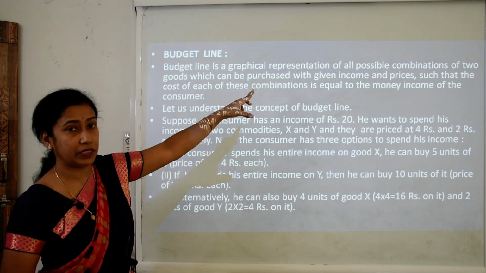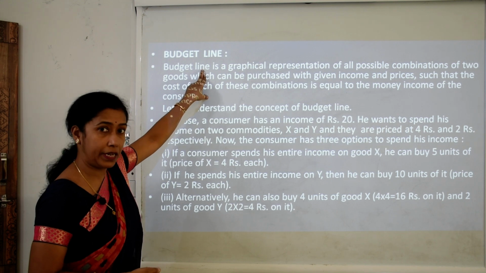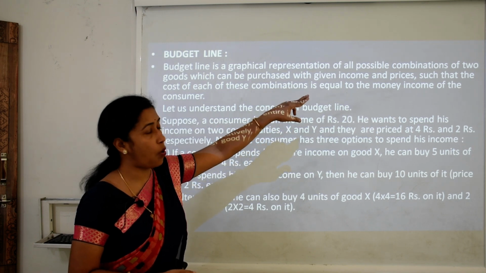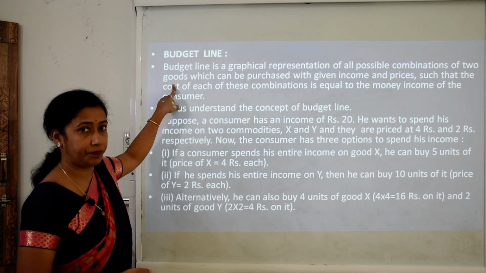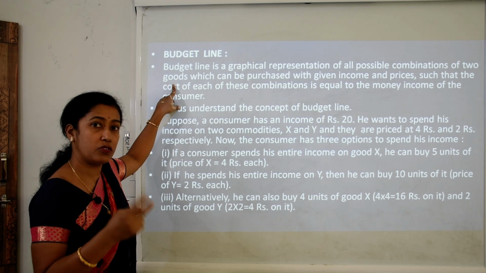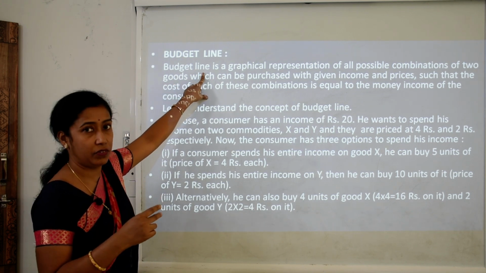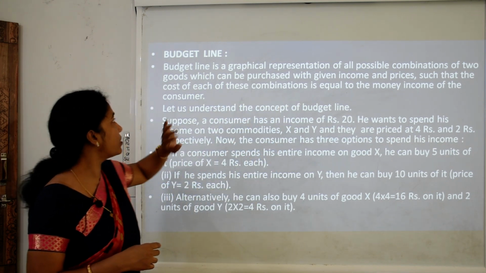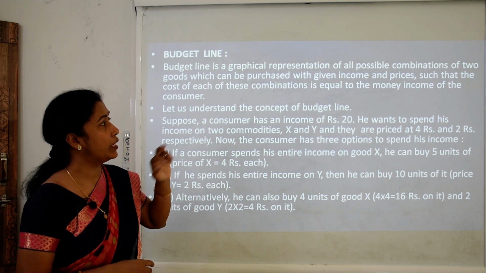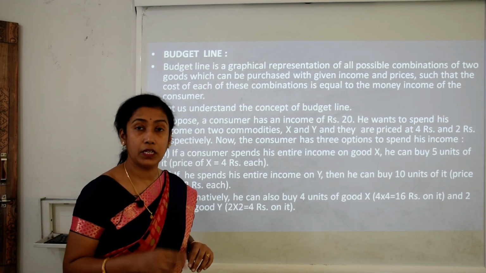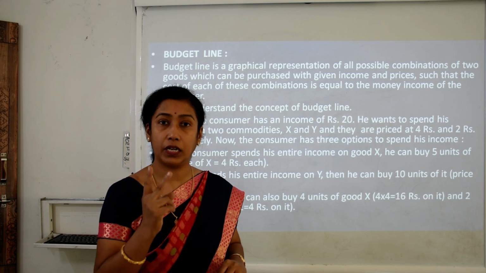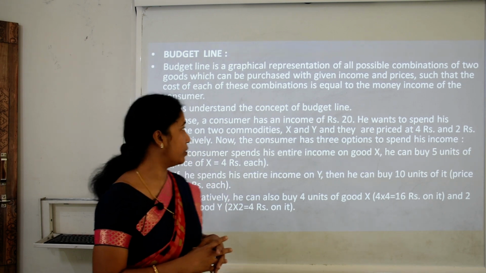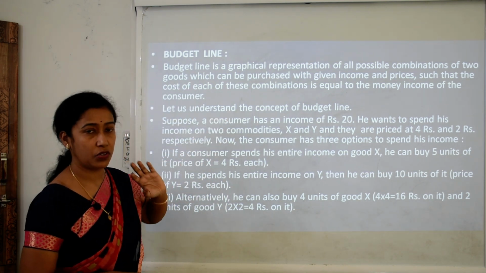When we say budget line, of course this line must be in the diagram. So it's a graphical presentation of all possible combinations of two goods that a consumer can purchase with given income and prices of the goods, such that the cost of each of these combinations is equal to the money income of the consumer. That is, the expenses he puts on purchasing these two goods must give him equal satisfaction. Let us understand the concept of the budget line.